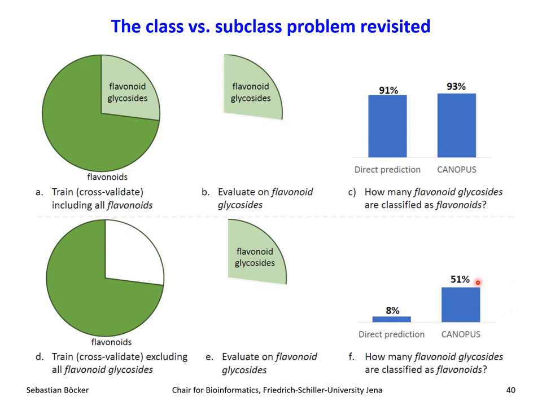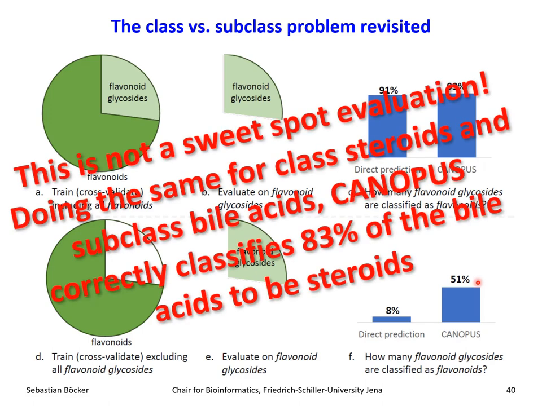This is still far from perfect, that's for sure. But I have to tell you, this is no sweet spot evaluation, meaning that we found out later that the example of comparing flavonoid glucosides and trying to predict if they are flavonoids is actually pretty hard. It gets easier if you try that with bile acids and try to predict if they are steroids. Okay, there we get 83% correct. So, I mean, it's not perfect, but you cannot expect us to do magic, right? That's not possible, right? Petrificus totalus. Oh, that worked. So maybe we can do a little bit of magic.